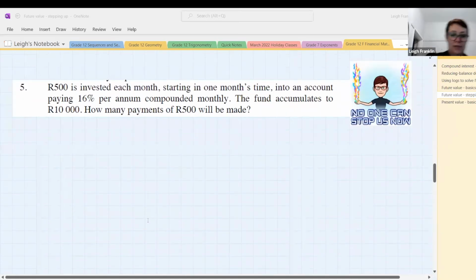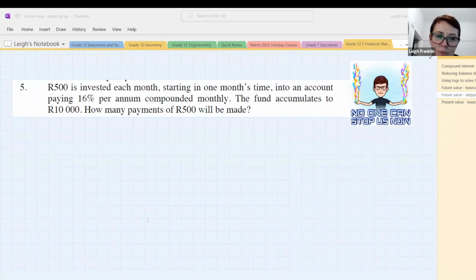Okay. So here it says to us 500 Rand is invested each month, starting in 1 month's time, into an account paying 16% per annum, compounded monthly. The fund accumulates to 10,000 Rand. How many payments? Yes, sorry, is there a question? Yes, ma'am. Nicolette is asking whether they can do the question themselves. This one themselves? Yes, with pleasure. If you want to do question 5 on your own, absolutely. I'm more than happy to be quiet.